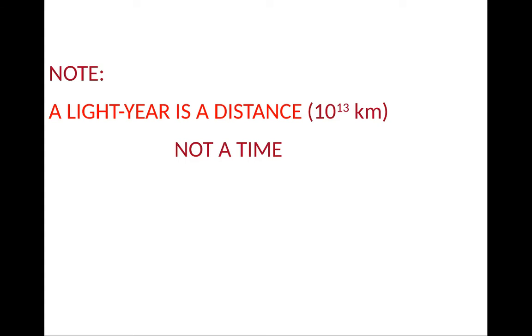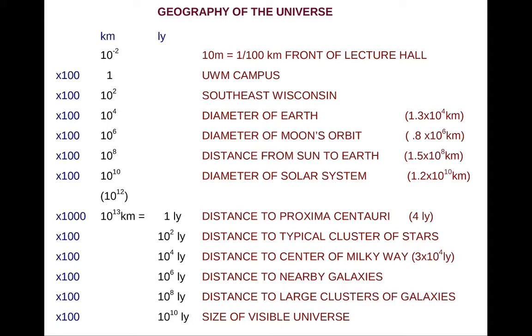And roughly speaking, it's about 10 to the 13 kilometers, which is 9.5 times 10 to the 12 kilometers, roughly 10 to 13. Basically, 9.45 is roughly 10. Okay, so you can do the geography of the universe using these sorts of systems. We can go from kilometers on one side, or meters, all the way up to light years. And so we can span the geography of the universe using our powers of 10 notation.